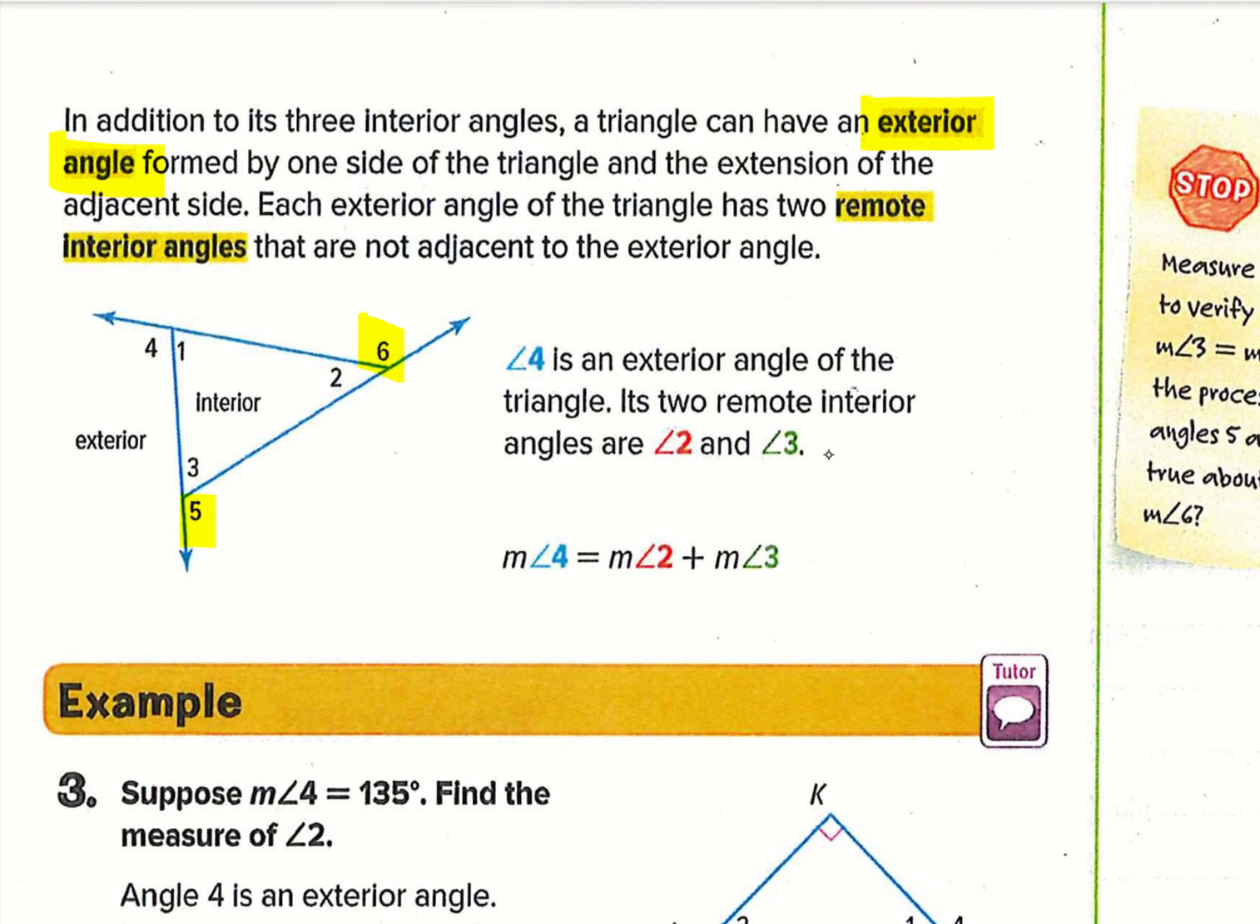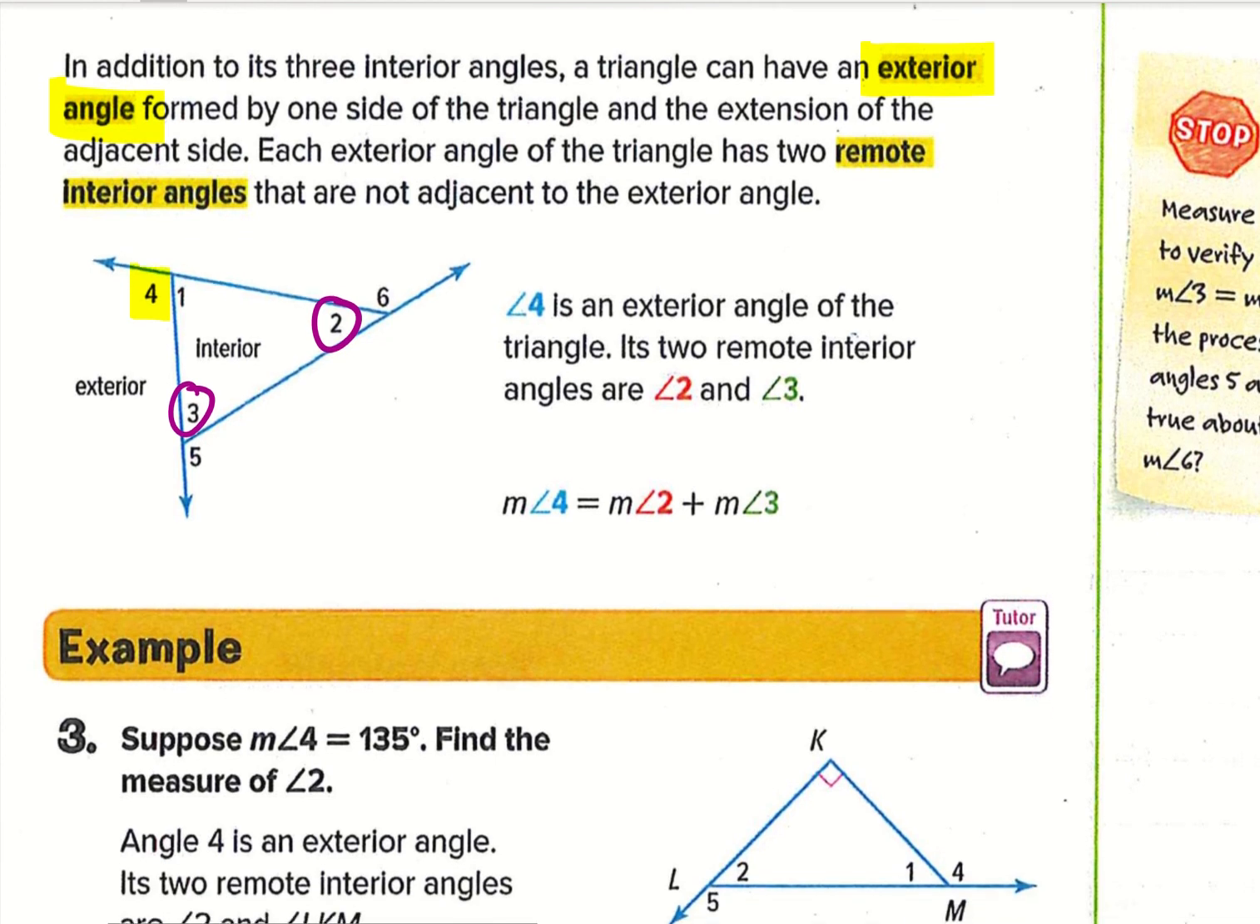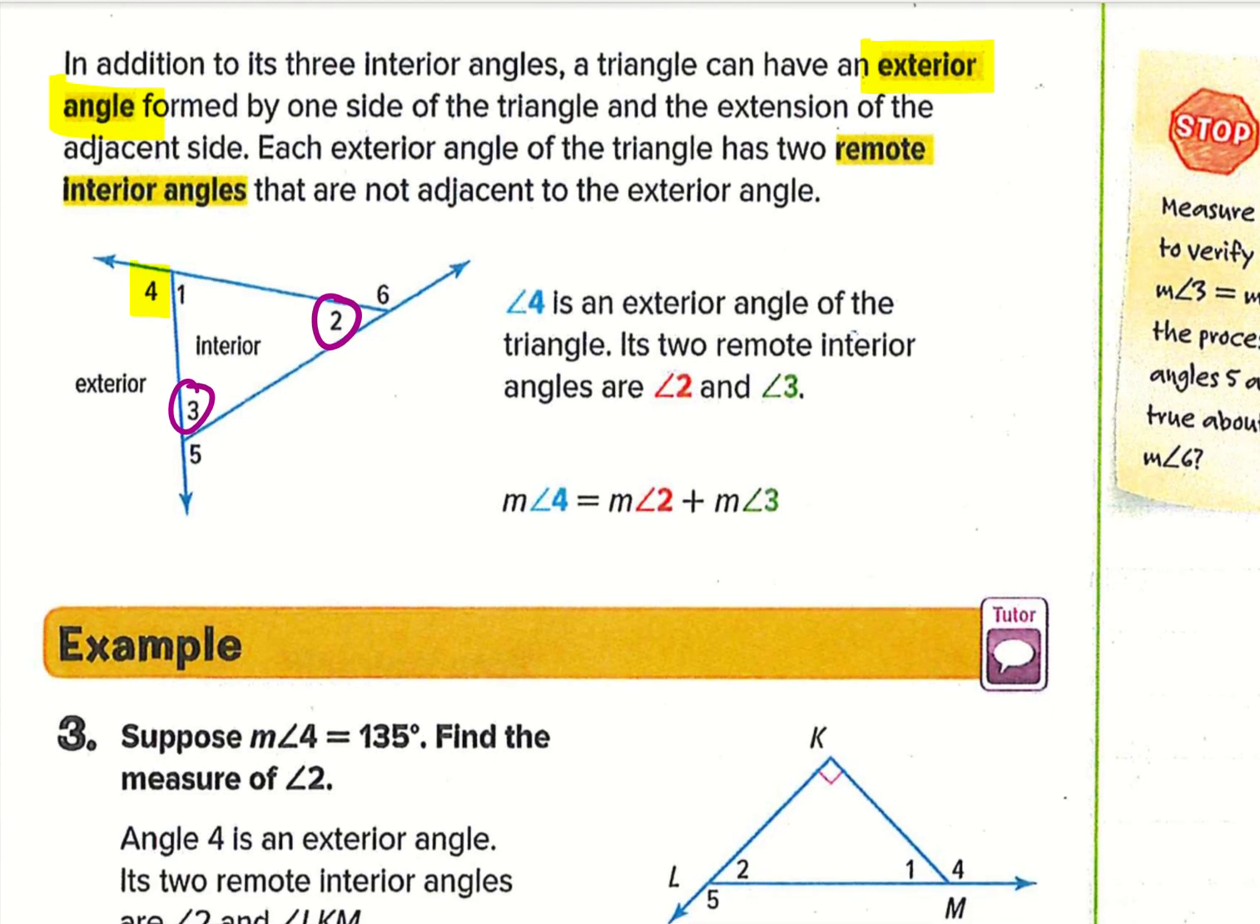Okay, we have here the exterior angle, angle 4. Now the 2 interior angles that are not directly attached to angle 4, so that would be 2 and 3, okay? If you add those together, you're going to get the measure of angle 4, all right? That's what makes them remote interior angles, all right?